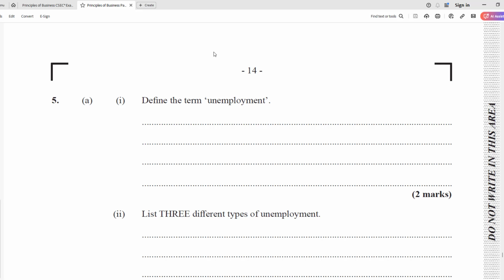Welcome back to Learn SKN, and today we're going to conclude the May-June 2022 CSEC POB Paper 2. So we did question 1, 2, 3, and 4, and so this is question number 5.